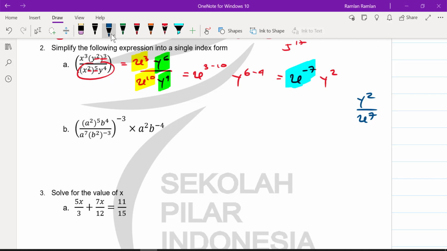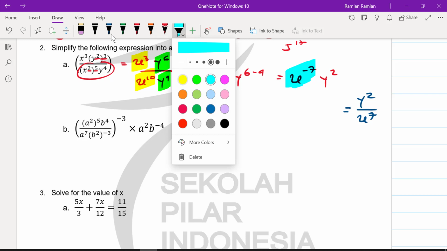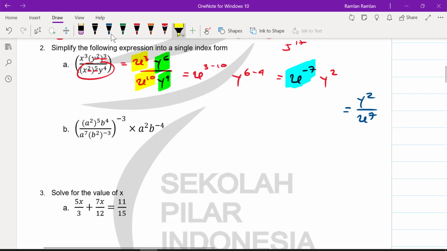Okay, and now question 2b. So again, guys, if you understand the concept, they're all pretty easy. You only need to pay close attention to details and do it step by step. Keep in mind that you need to check your answer before moving on to the next line. Okay, so for this one, actually the same thing.